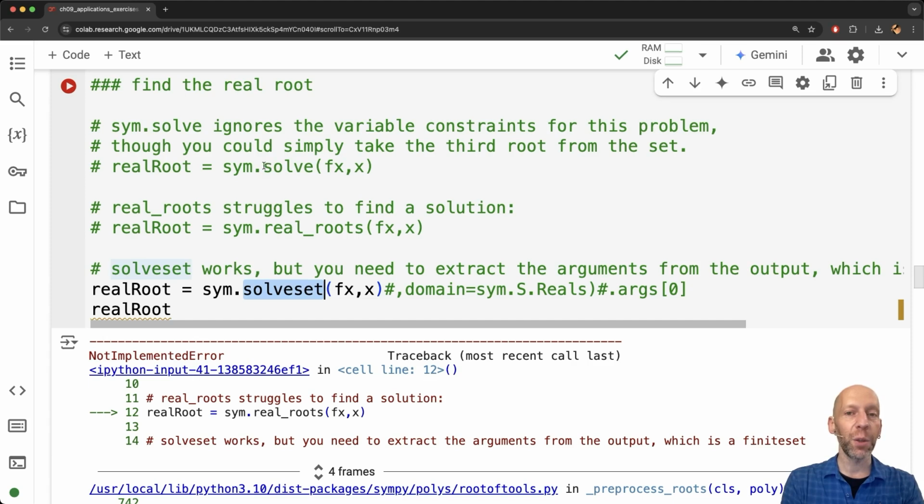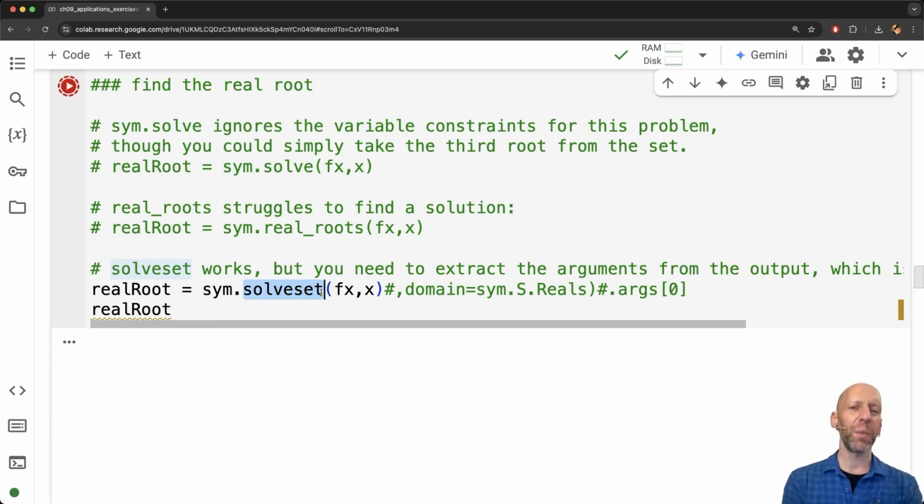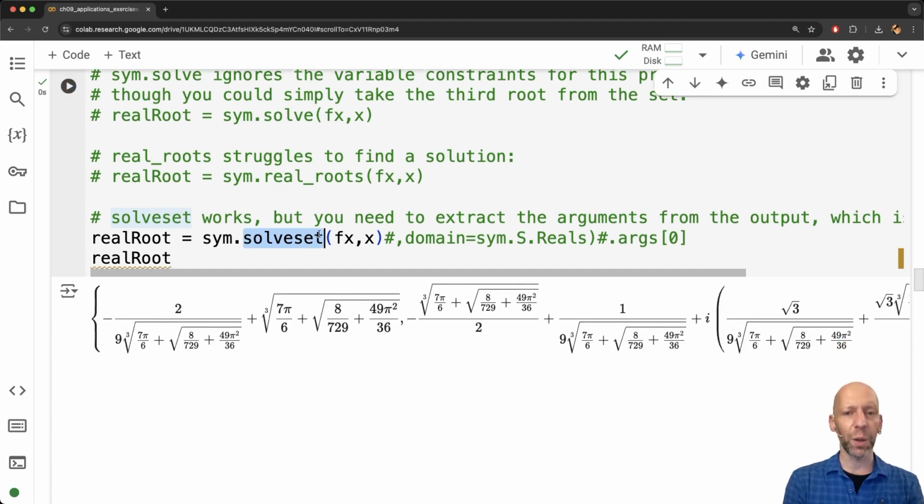This is related to solve. There are some differences between the function solve and the function solveset. Basically, solveset is more advanced. It has more algorithms built in. It can handle different types of equations, but the output can be a little bit more complicated to work with.